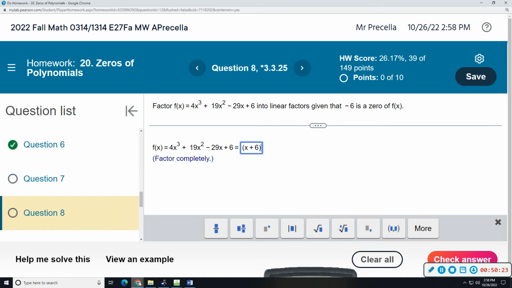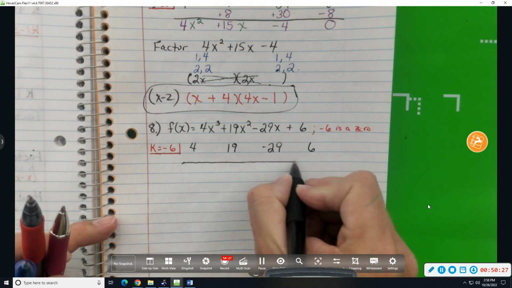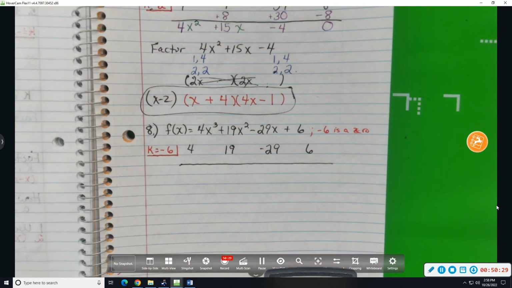Now, let's go on. We've already got one set of parentheses. We only need 2 more. So we'll do synthetic division and factor the quotient. Start off, bring down the 4.